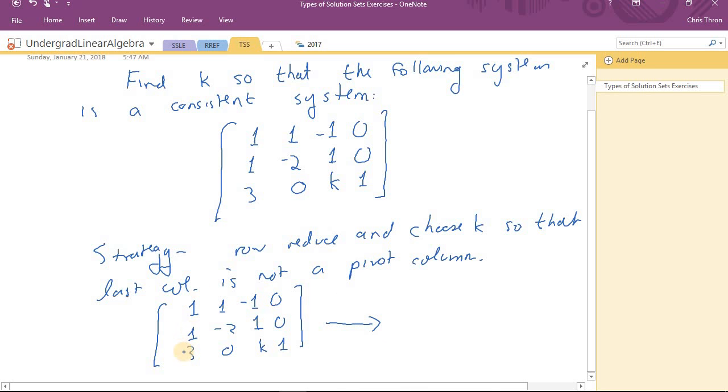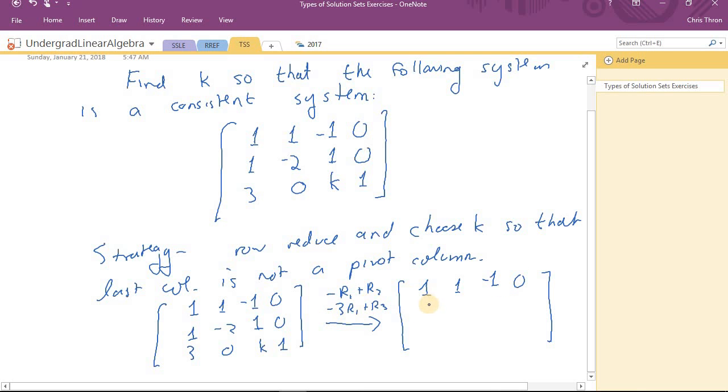I want to put zeros here and zeros here, so this is going to give me R2 minus R1. Sorry, I didn't write it the right way. I usually do minus R1 plus R2 is the way I've been doing it. And then I also want to take minus 3R1 plus R3. So I can do both of those at once because I'm fixing two different rows. So the first row remains the same, 1, 1, minus 1, 0.